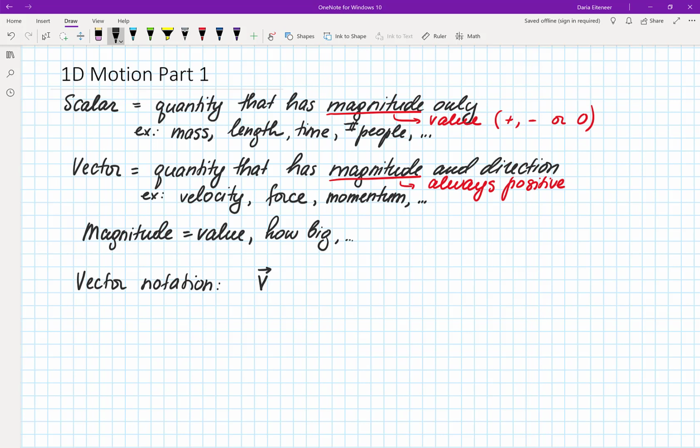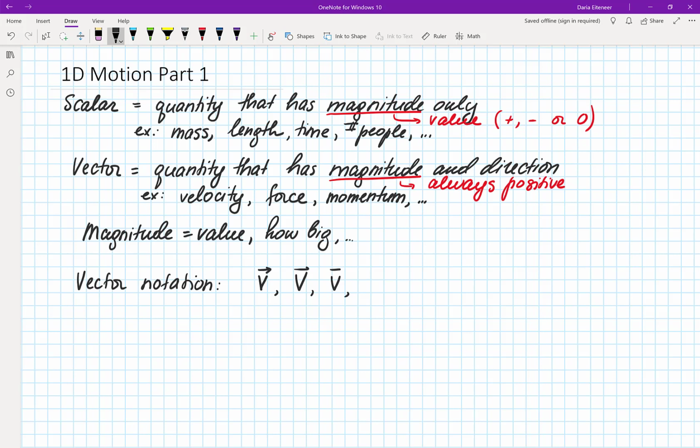A lot of times people get lazy or in a rush, and instead of doing a full arrow, you'll do a half arrow. You might even see just a bar over it. I don't recommend using the bar because the bar is one of the notations for average. But if you're always consistent and always use that bar, I suppose that's not that big of a deal, and then you can do that.